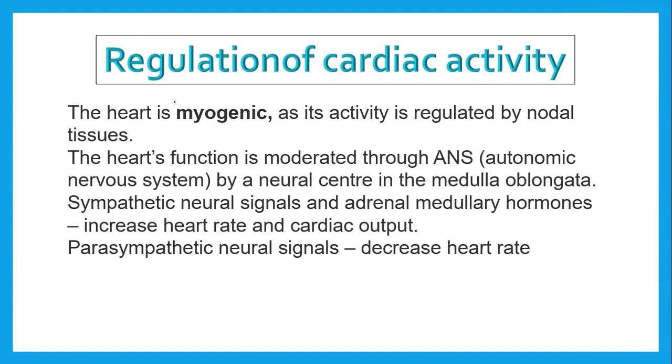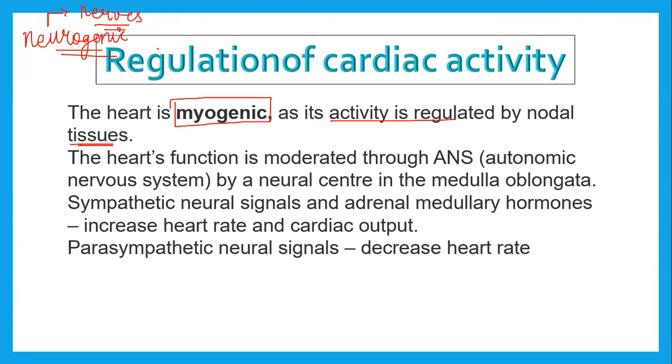The heart is myogenic. What do you mean by myogenic? There are two different types of heart: the myogenic heart and the neurogenic heart. What do you mean by myogenic and what do you mean by neurogenic? Myogenic means the initiation of the heartbeat occurs in the heart itself. Neurogenic means there are specialized nerves. In certain organisms, the heart is neurogenic in nature, so in those organisms there will be specific nerves to initiate the heartbeat.